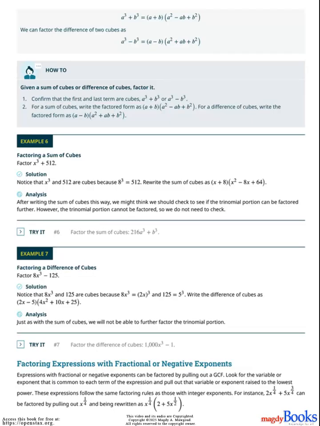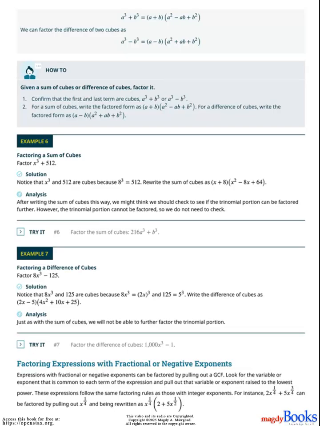Example 7. Factoring a difference of cubes. Factor 8x cubed minus 125. Solution. Notice that 8x cubed and 125 are cubes because 8x cubed equals (2x) cubed, and 125 equals 5 cubed. Write the difference of cubes as (2x minus 5) multiplied by (4x squared plus 10x plus 25).